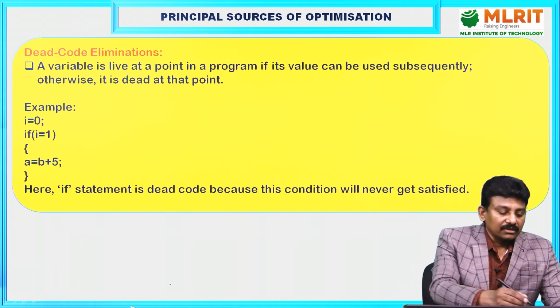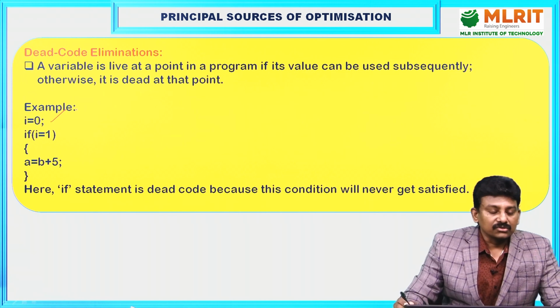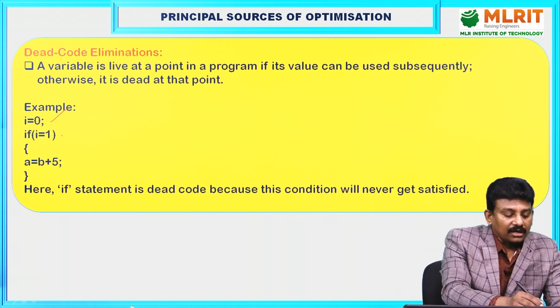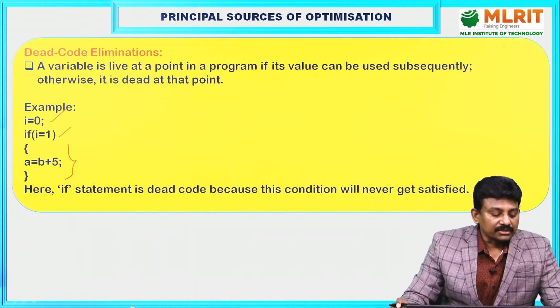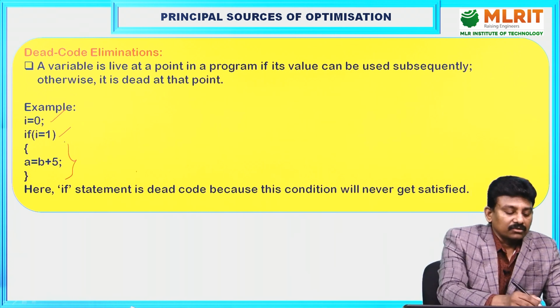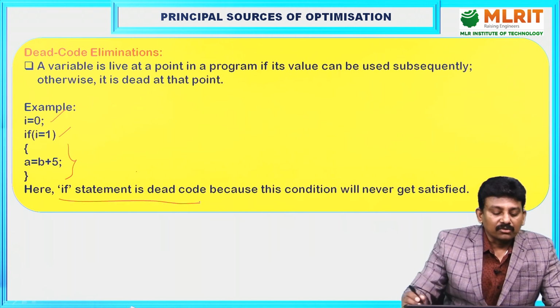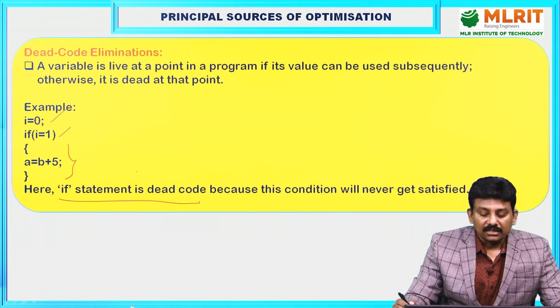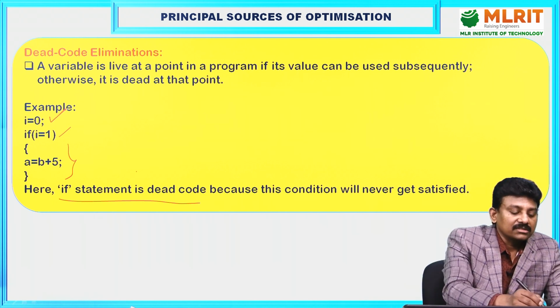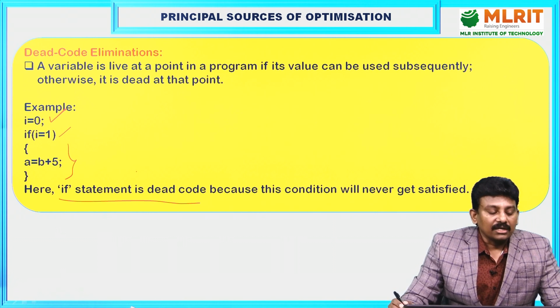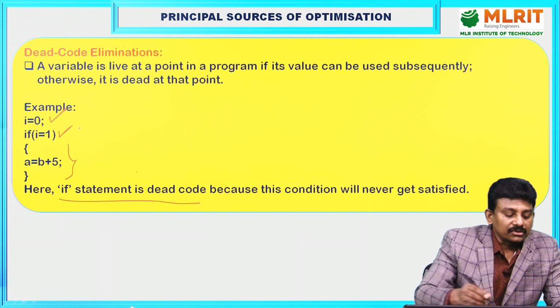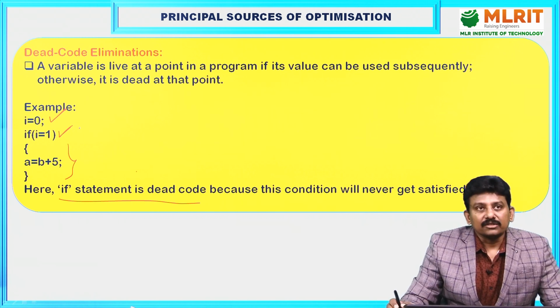For example, here i is initialized to 0. If i is equal to 1, this block of statements will be executed, otherwise control goes to the next statement. But here the if statement is dead code, because the condition will never be satisfied. Why? Because i is initialized to 0 and will not be changed. So only if i is equal to 1 would the body of the statement be executed.